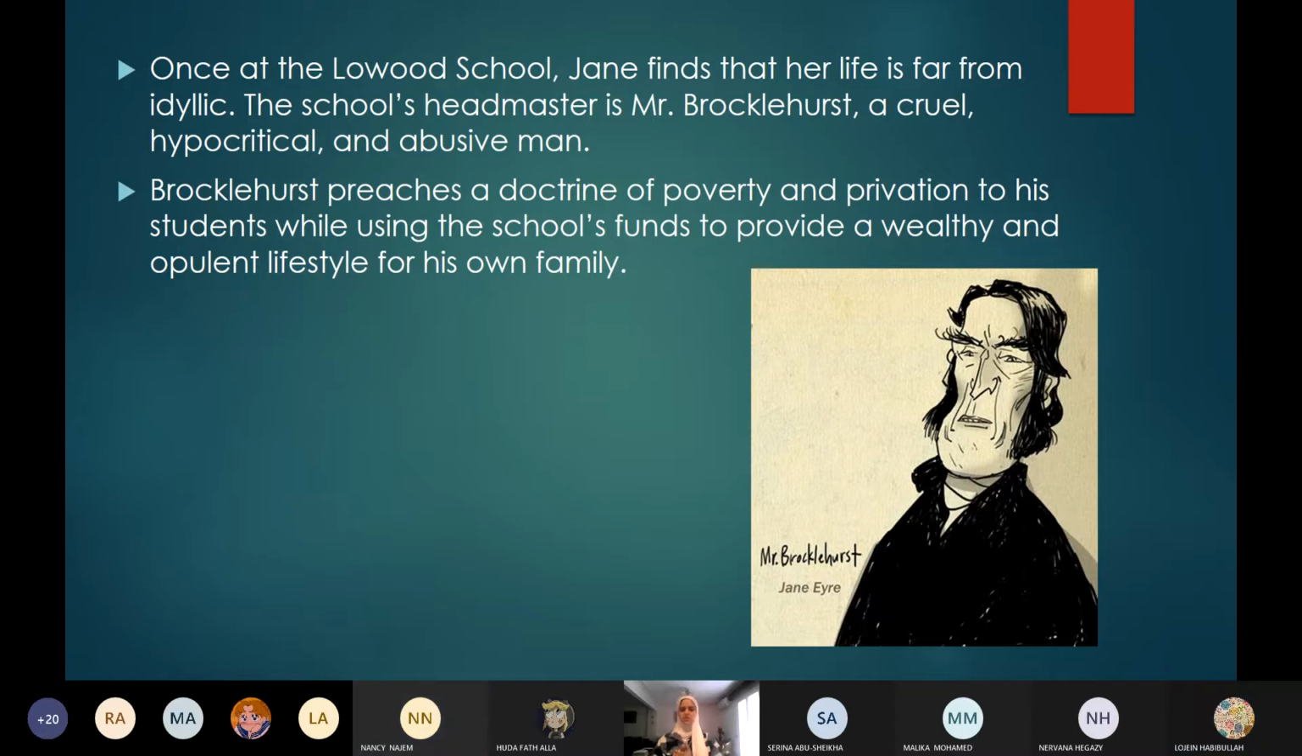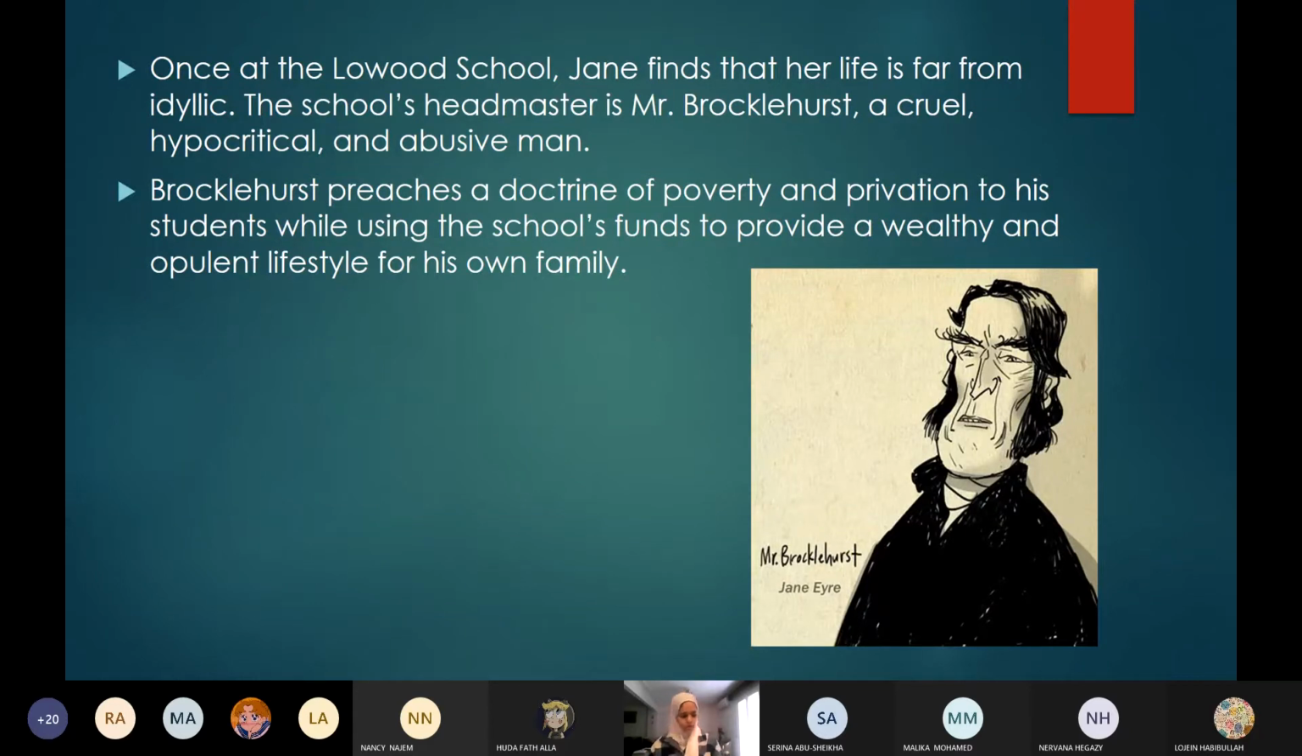Yes, so Mrs. Reed decided to take Jane and put her in this private school, called Lowood School. And then the principal of this school, his name was Mr. Brocklehurst. He is a cruel, hypocritical, and abusive man. He doesn't give them food, and he takes the money for himself for a wealthy and better style for him and his family. And on page 223, please open it. Here we will see the first meeting between Jane and Brocklehurst. This is the first meeting when Mrs. Reed took Jane Eyre to the Lowood School, okay? And there she will meet him for the first time. Okay?